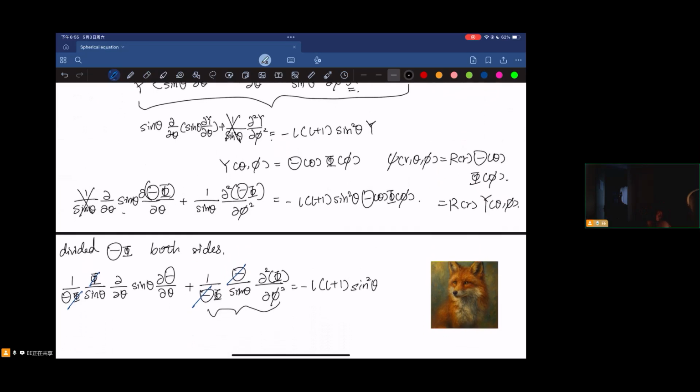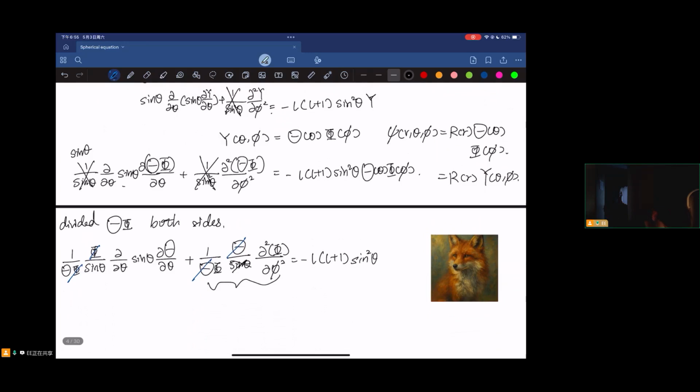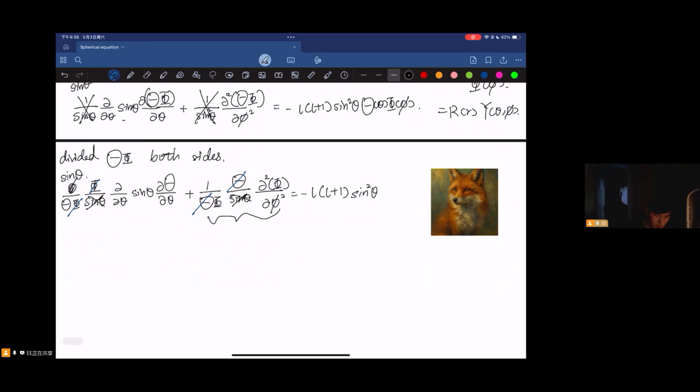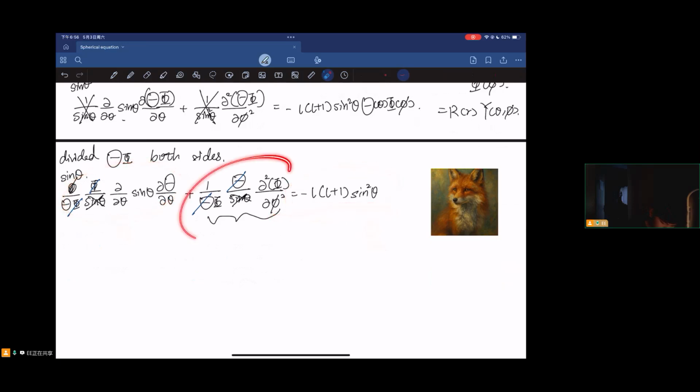Okay, so here it will become sine square, and here the sine square theta would just cancel out, because the sine theta here doesn't make sense. And here we have sine theta. Okay, now it finally makes sense. So now this part is only related to theta, and this part is also theta. So this part is phi.